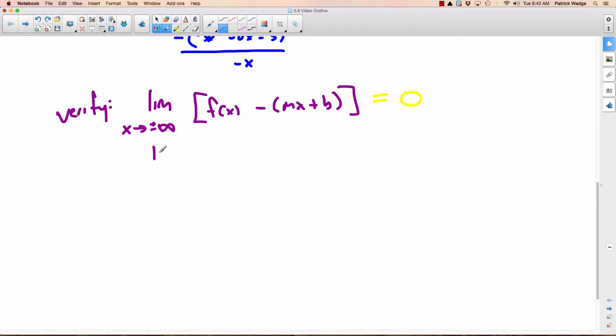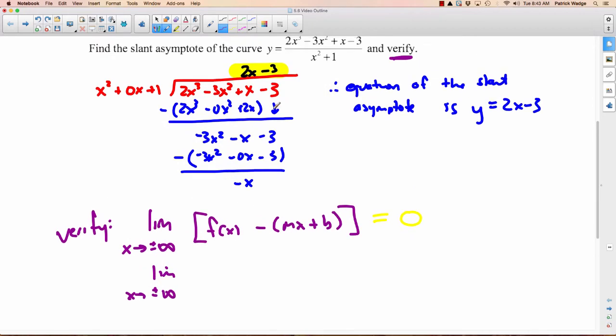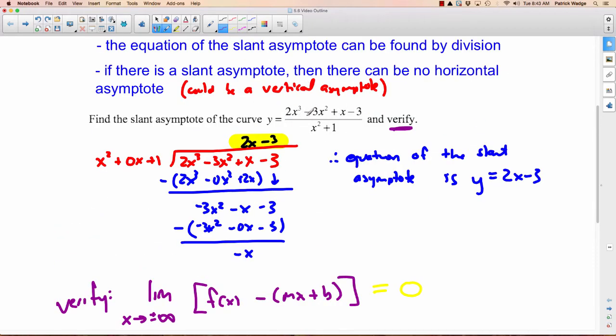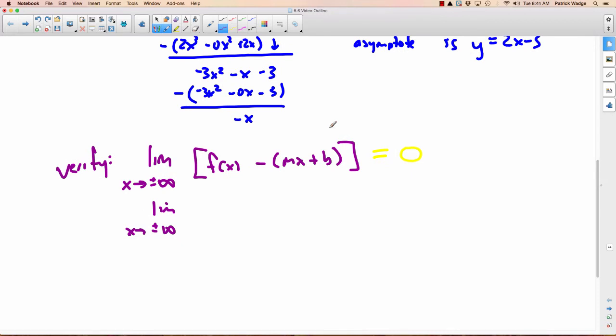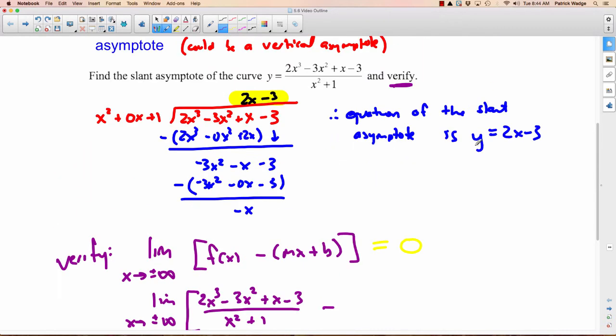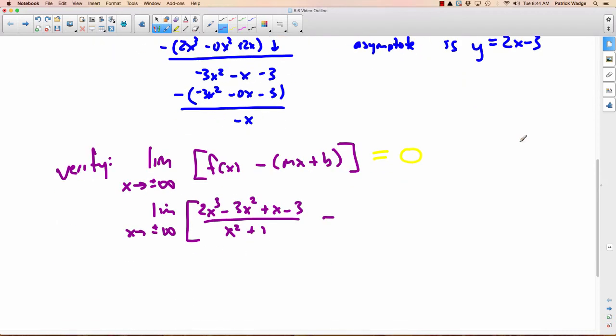So let's go ahead and plug what we know into this. We need to plug into here f of x. Well, f of x is this whole thing up here, the 2x cubed minus 3x squared plus x minus 3 all over x squared plus 1. So that's what I'm going to put in for f of x. Minus mx plus b is the equation of the slant asymptote. Well, I just found that up here. It's y equals 2x minus 3. So I have to put 2x minus 3 here.